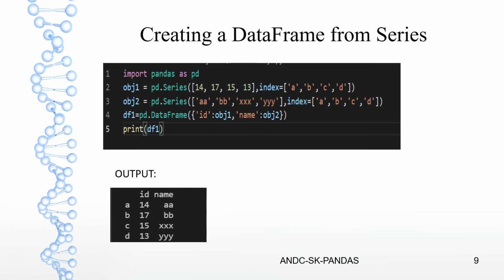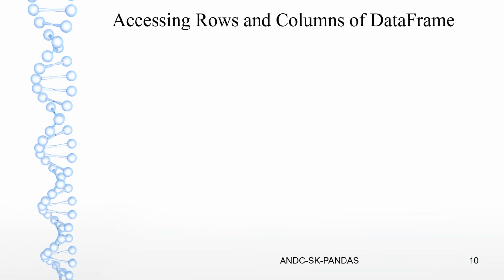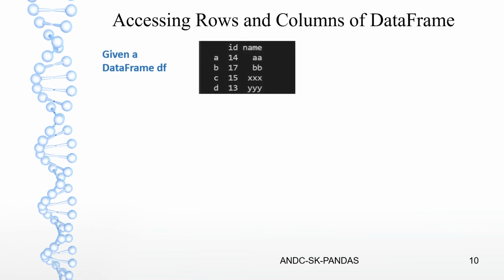When you create a data frame with data series having different indexes, the resulting indexes will be the union of the indexes of both the data series, and the missing elements will be replaced by null values. So let us now learn how to access the elements of the data frame. Let us again consider the same data frame which we created earlier, having 2 columns, ID and name, with 4 rows, and rows are labeled.